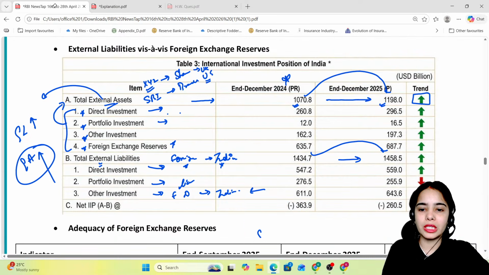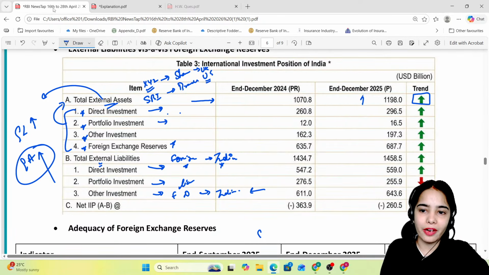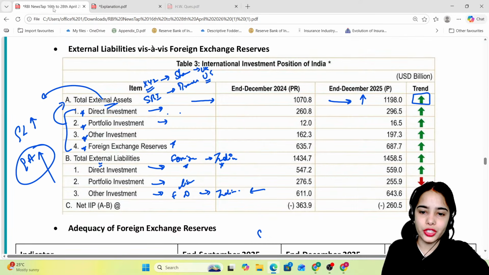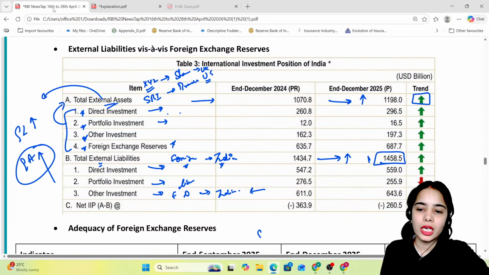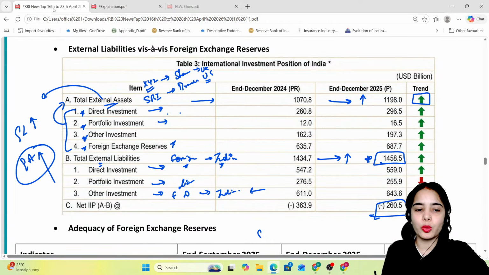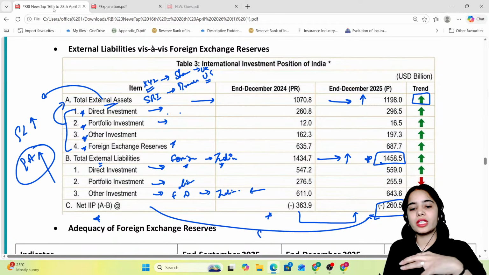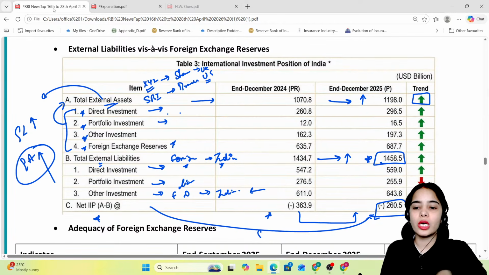So basically you have to remember that the external assets have increased, and they have increased by a higher margin than the increase in the external liabilities. But the total amount of external liabilities is higher, and that's why the net position is negative $260 billion. But still the net position has improved, because the deficit has reduced to some extent. Before, the deficit was $363 billion, but now the deficit is only $260 billion.